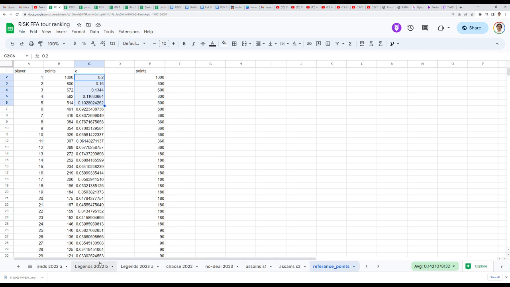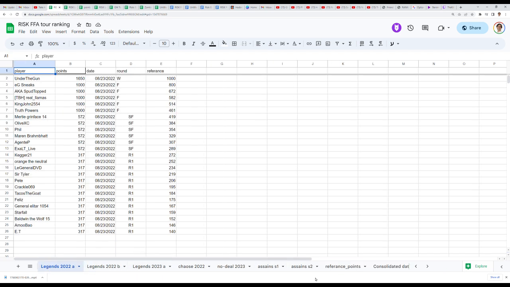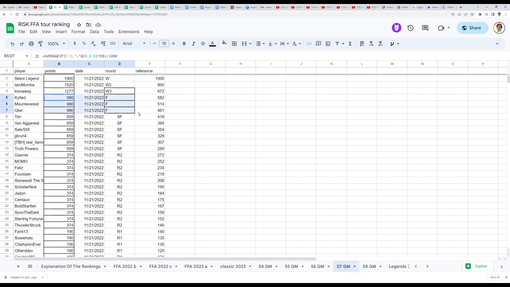So what Obi-Wan said is that a player in the GM final should not be penalized for losing games in the final. So these three players, they get less points because they lost the second and third game. So they shouldn't have less.